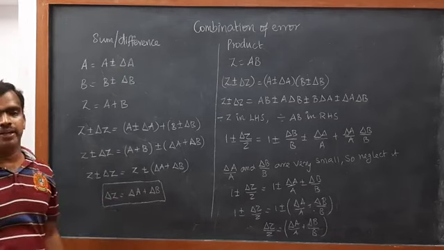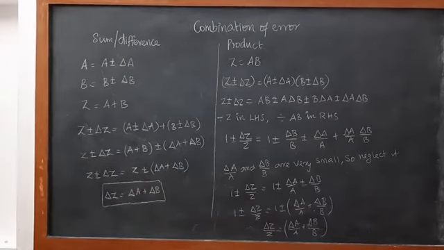So what are del A and del B? That is called absolute error. So how can we define the absolute error in the final result? The absolute error in the final result is the sum of the absolute errors in the individual quantities. Again I can say, the absolute error in the final result is the sum of absolute errors in the individual quantities.